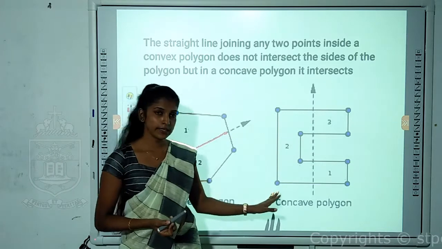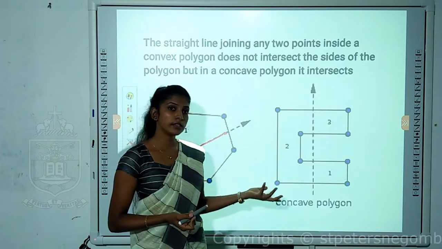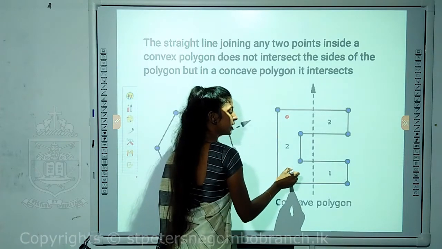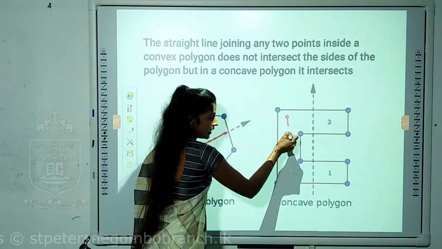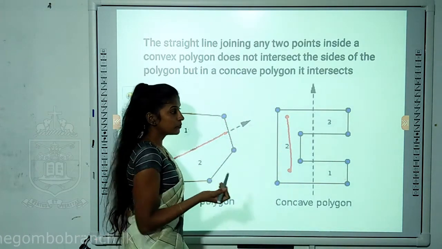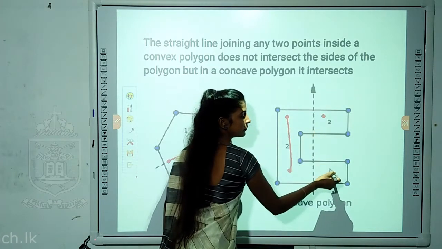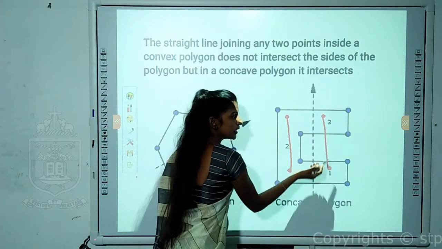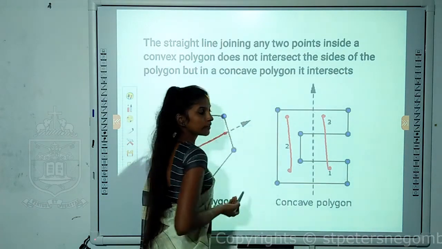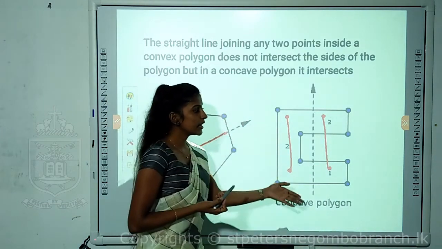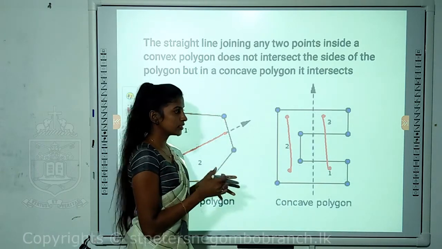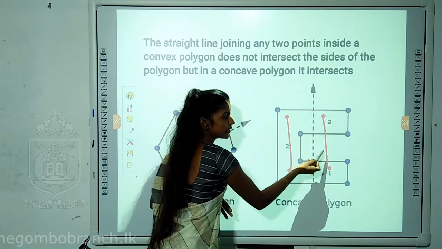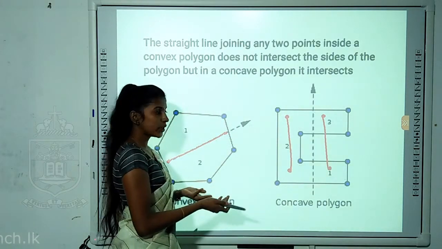But when you consider this figure, if I consider these 2 points and join them, that lies inside the polygon. But what about these 2 points? If I consider these 2 points, you all can see the line intersects the sides. The straight line is not inside the polygon. You can see the polygon shape is in this way, but this side is outside the polygon.